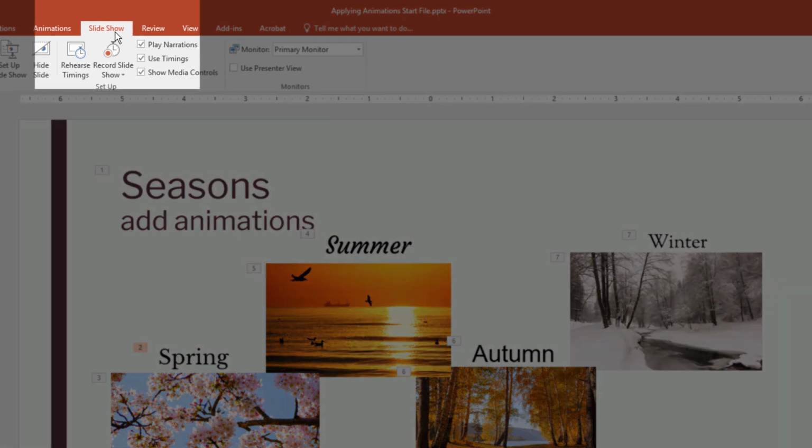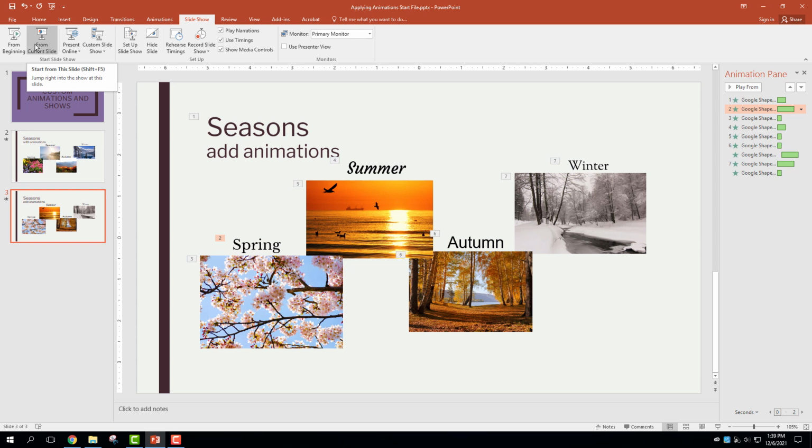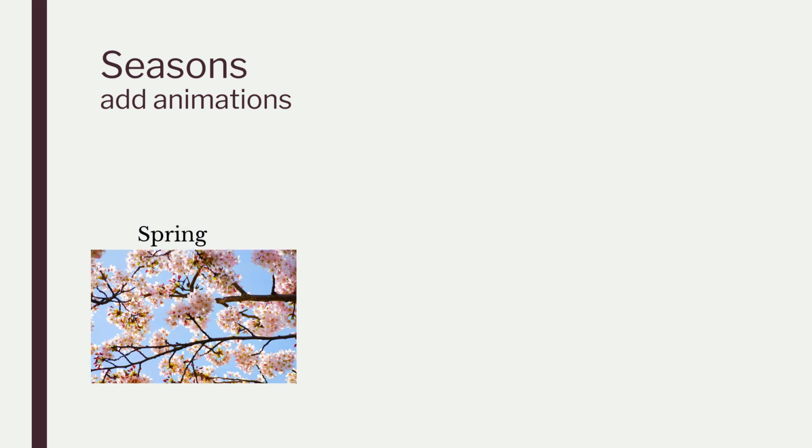Go ahead and go to the slideshow tab at the top and select from the current slide. This will start the presentation from the slide we have been working on. It will show up blank. Go ahead and click your mouse and watch your slide come together in the different parts.